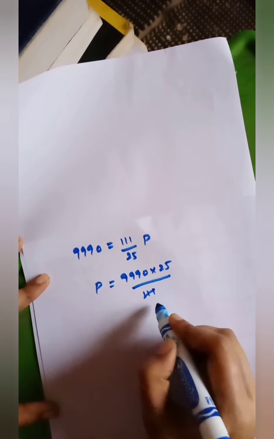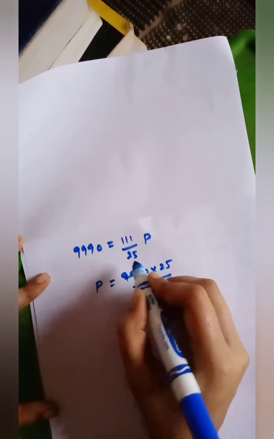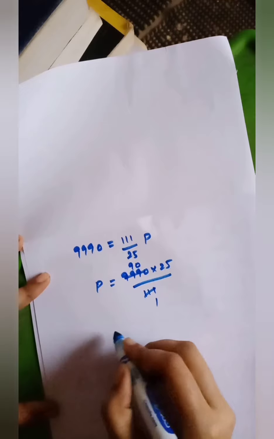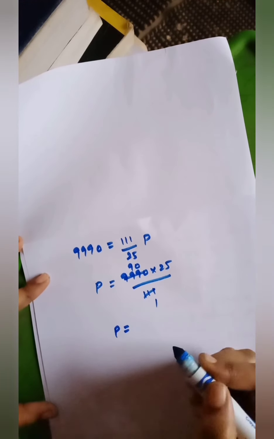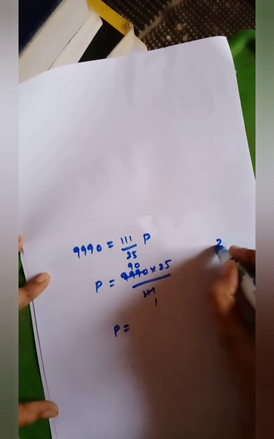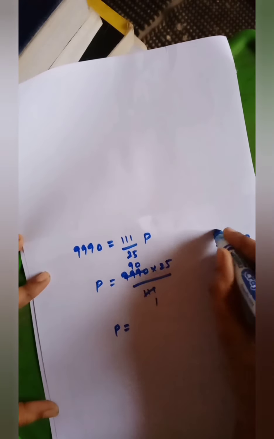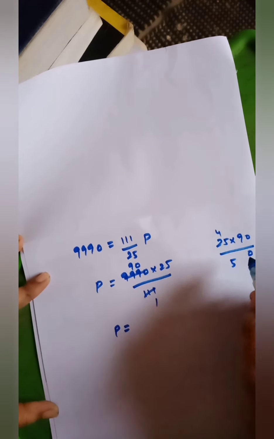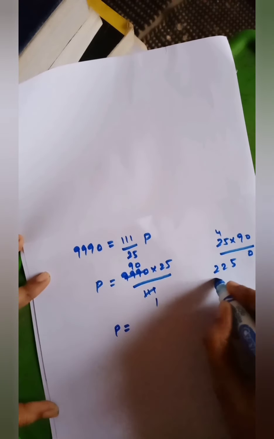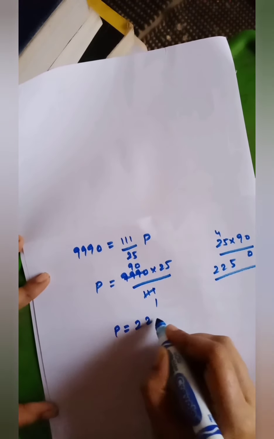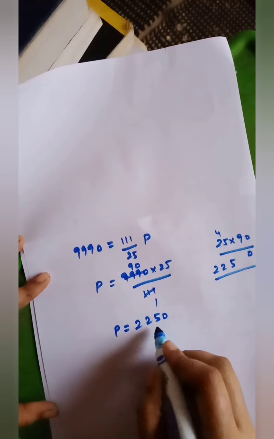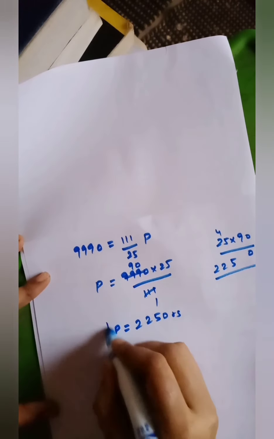So 111 ones are 111, 90s are. So p equal to 25 into 90. 9 5s are 45, 9 2s are 18. That is p equal to 2,250 rupees.